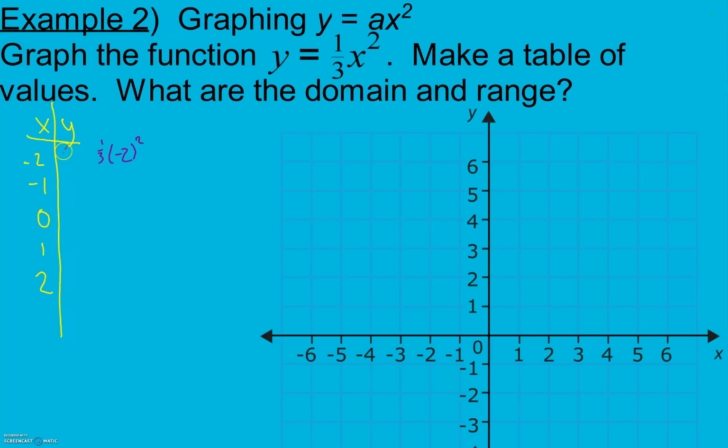-2 squared is 4 times a third, 4 thirds, or 1.3 repeating. So at -2, I'm going to have 4 thirds. -1 squared is 1 times a third, 1 third, or 0.3 repeating. 0 squared is 0 times a third, 0. And we've done these tables of values before, guys. All I'm doing is taking my x value and substituting it for x in my function. And the value that I get is my y.